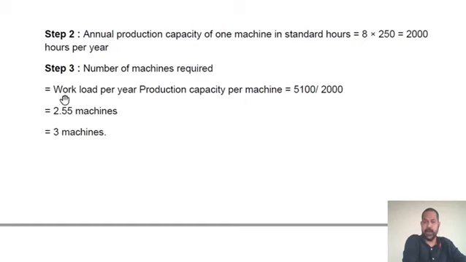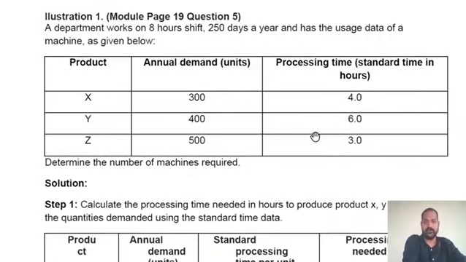Number of machines required is going to be workload per year divided by production capacity per machine, which is 5100 divided by 2000, which is 2.55 machines, which is approximately equal to 3 machines. And that's your answer. So they will always mention the standards to you. If they change them, it's okay. You use what they give you.